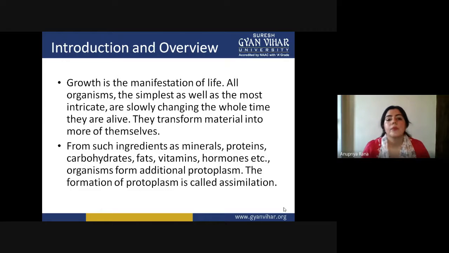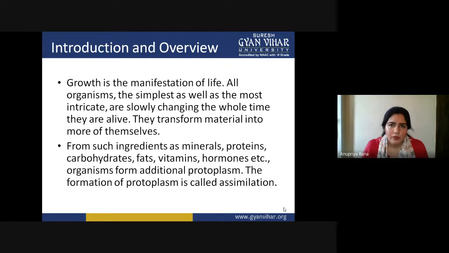So, growth. This is a manifestation of life. Basically, if there is no growth, there is no life. That is a very important and fundamental feature of life. All organisms, the simplest as well as the most intricate, are slowly changing the whole time they are alive. We may think that after our 30s, 40s or 50s, we do not grow, but we grow in developmental phases.